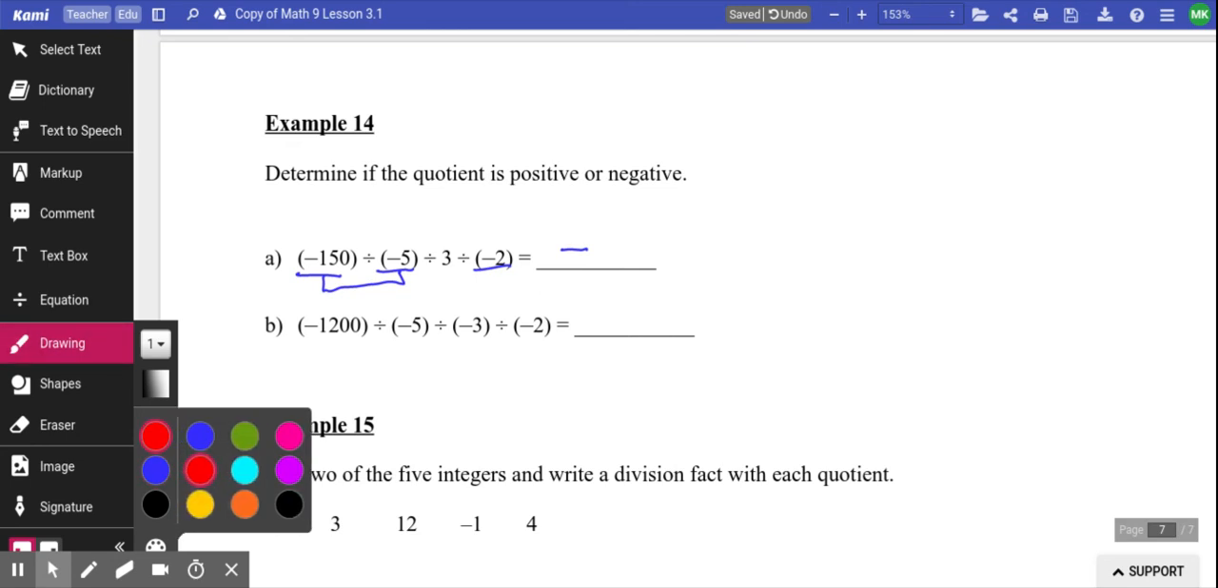If you look at B, we have 1, 2, 3, 4. That's an even number. Plus, if I look at it as pairing them up, I could pair everything up to turn positive, making it a positive answer overall. Same rule as multiplication, right? It's the exact same.